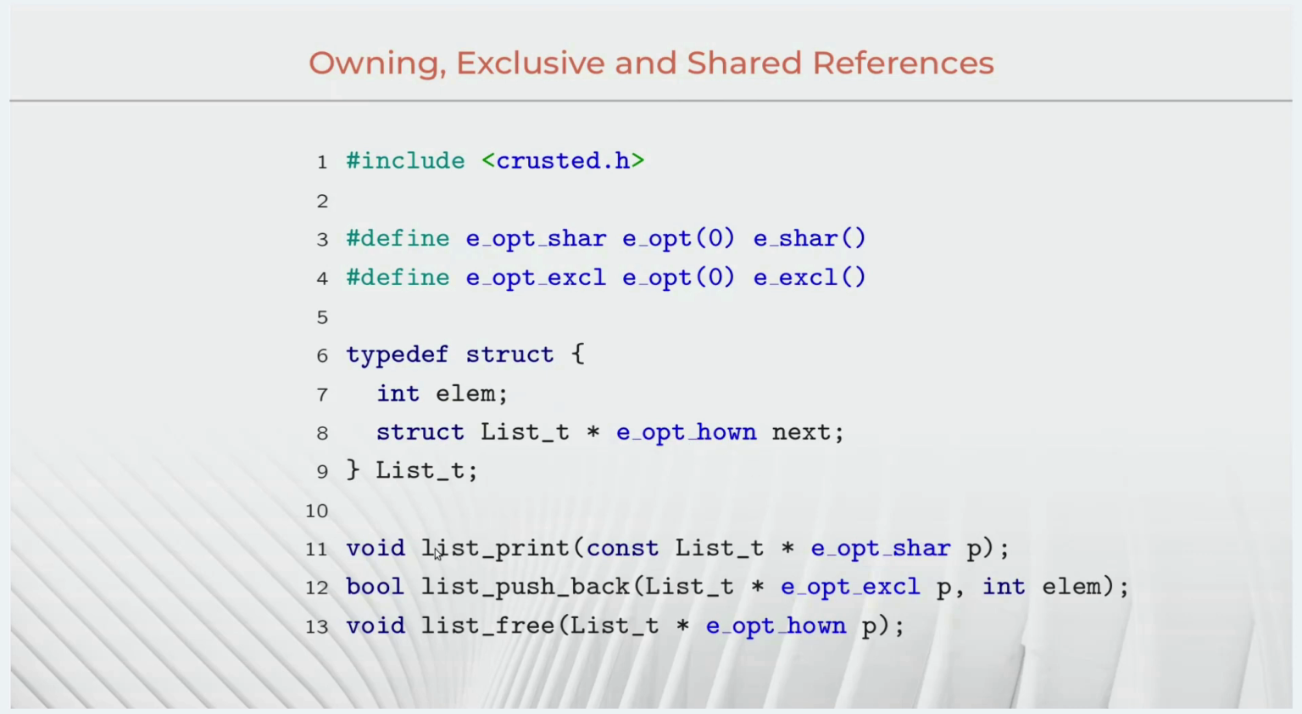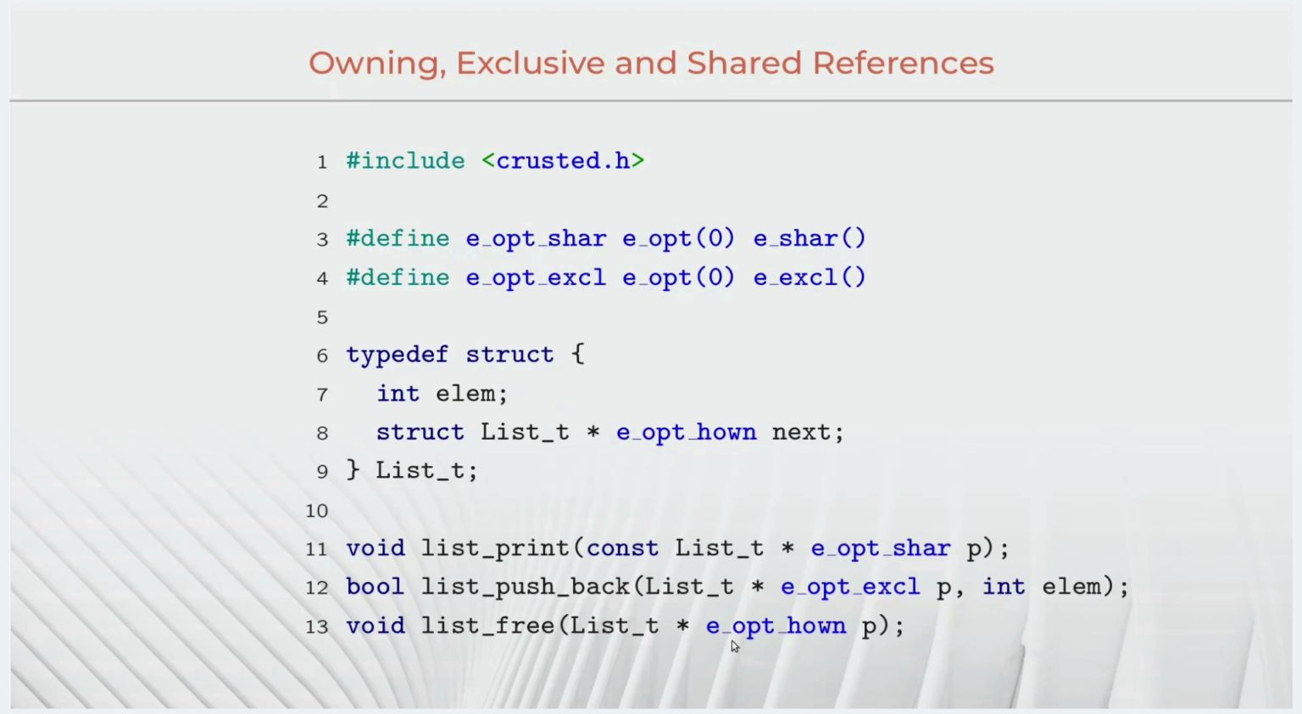Now, let's consider this function. List print will only read from a list, and so it can do its job with a shared reference, which is annotated in this way in Serrated. In contrast, the list pushback function will have to modify the list, so it requires an exclusive reference to the list. And of course, an exclusive reference is incompatible with the existence of any other exclusive or shared references, because if we have more than one exclusive reference, we have more than one writer to a data structure, and of course, we risk race conditions and bad things.